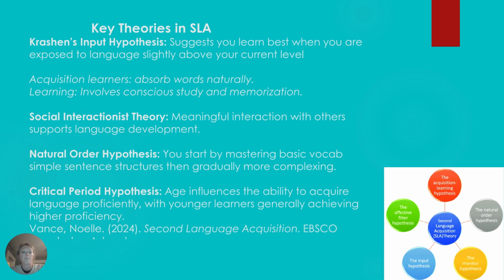The natural order hypothesis: you start by mastering basic vocab, simple sentence structures, and then you gradually learn more complex stuff. So you think about the first stage versus the fifth stage. One of the videos I watched compared it to a ladder. So the first stage is kind of like that first step of the ladder. And then as you're gradually increasing, by the end you're at that fifth stage where you are comparable to a native speaker. And then there is the critical period hypothesis. So the age influences the ability to acquire language proficiently.